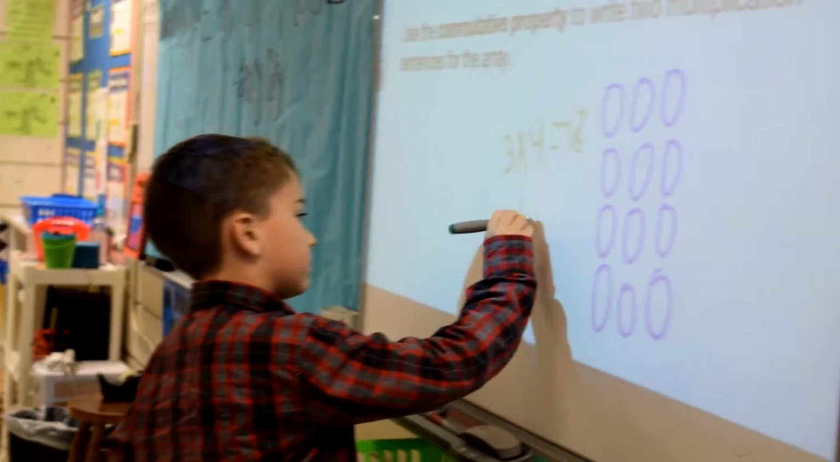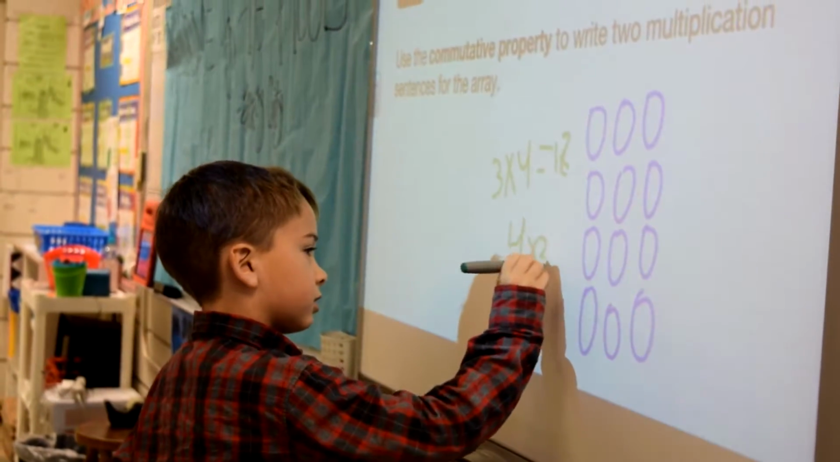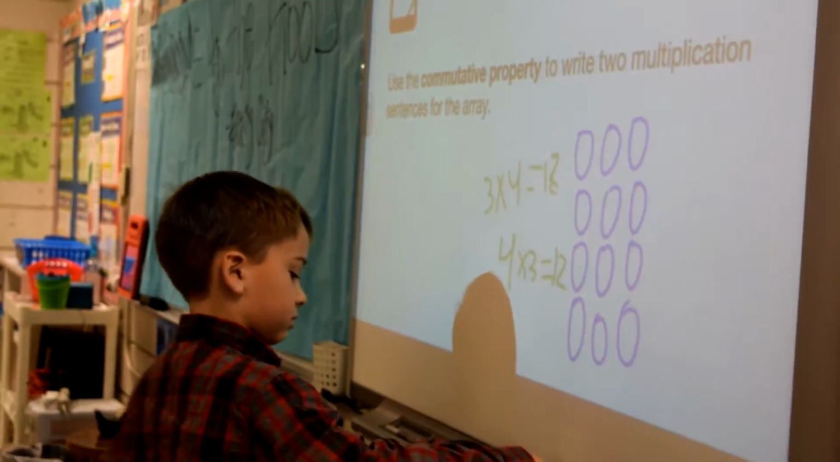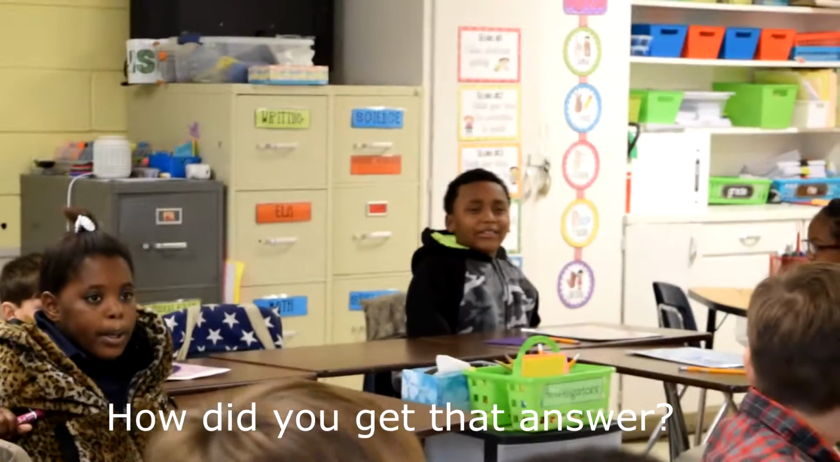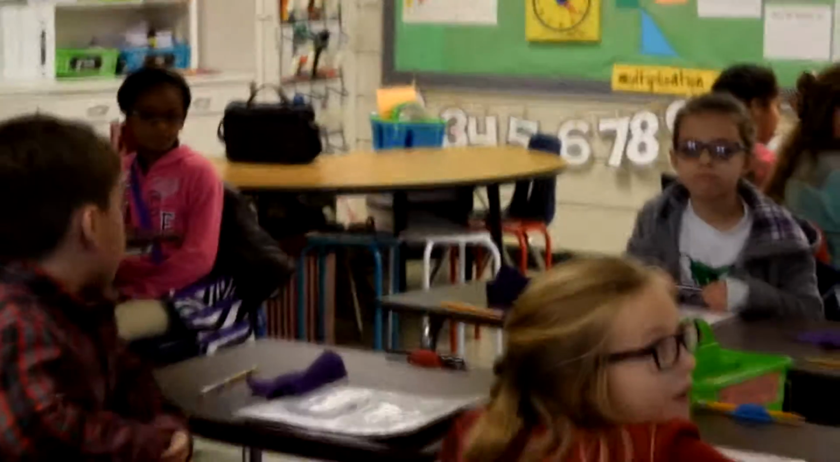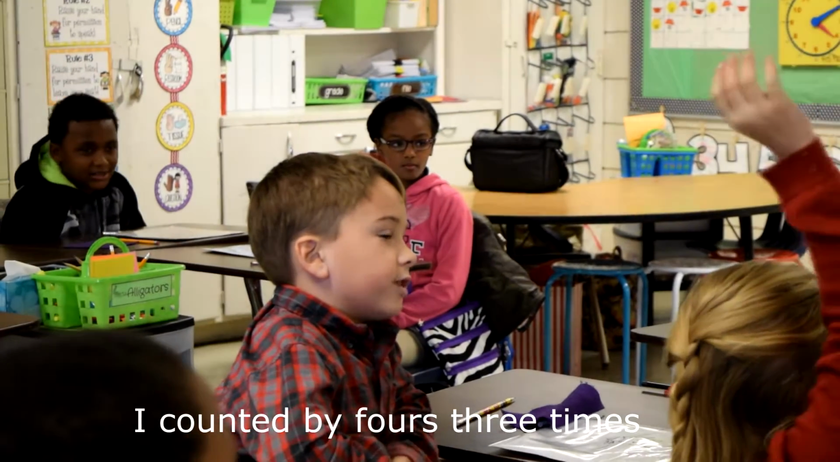Number 4. Come write another multiplication sentence for us. Very good. Check your work on your board. Make sure it matches what Bryce and Danny did. Okay? Brylan has a hot question for Bryce. How did you get that answer, Bryce? I counted by 4s 3 times. So this time he counted by 4s. I want us to count by 4s 3 times. 4, 8, 12. Very good.